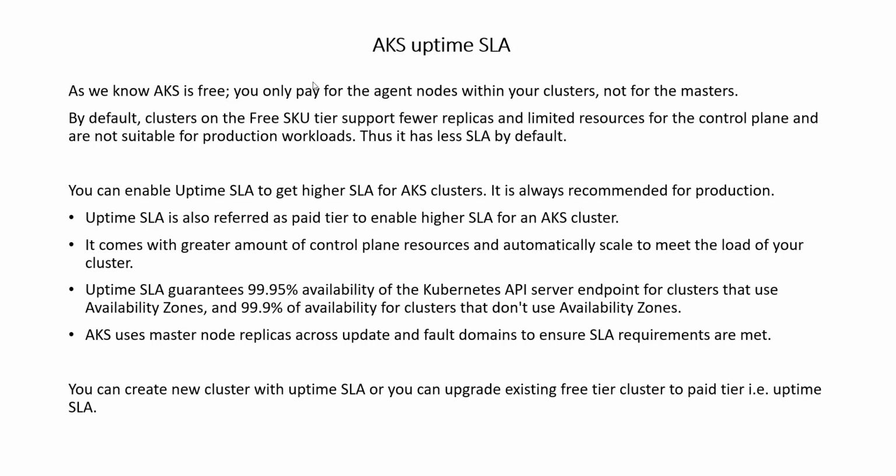Uptime SLA is also referred to as the paid tier to enable higher SLA for your cluster. It comes with a greater amount of control plane resources and automatically scales to meet the load of your cluster. Uptime SLA guarantees 99.95% availability of the Kubernetes API server endpoint for clusters that use availability zones, and 99.9% availability for clusters that don't use availability zones. AKS uses master node replicas across update and fault domains to ensure SLA requirements are met.